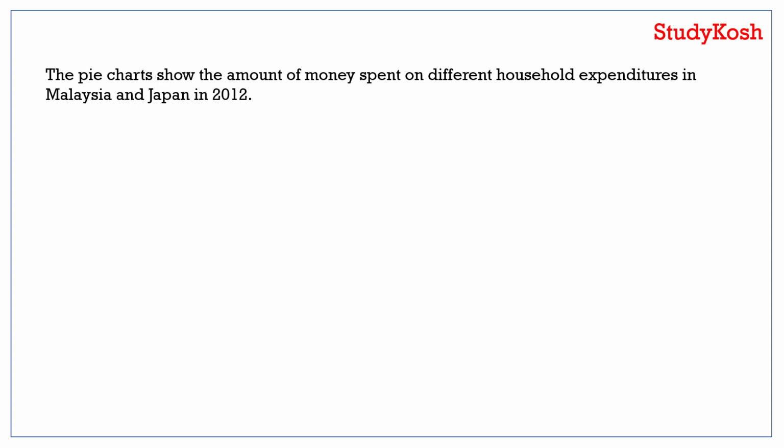I hope that you have written your answer. So let's begin with the discussion. The pie charts show the amount of money spent on different household expenditures in Malaysia and Japan in 2012. What is given? Pie chart. About what? Amount of money spent on different household expenditures. Where? Malaysia and Japan. Which year? 2012.